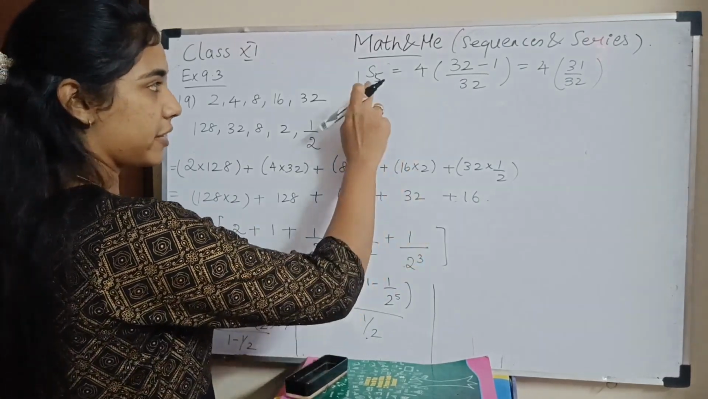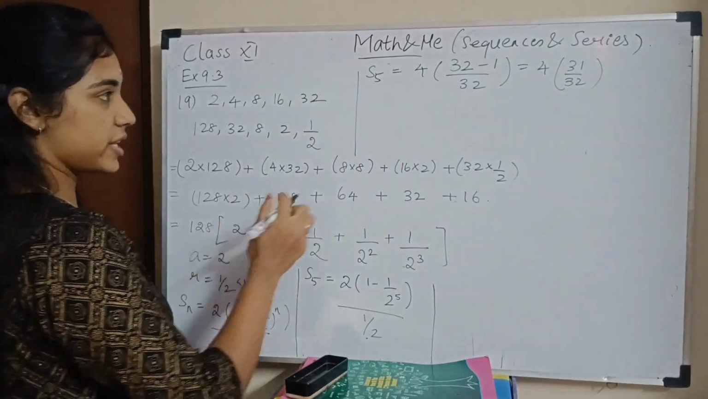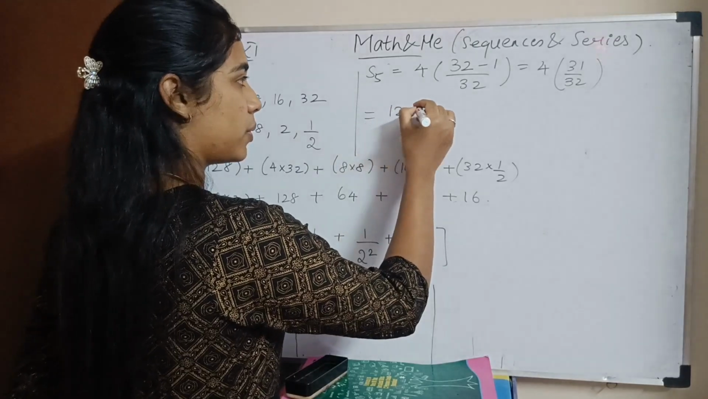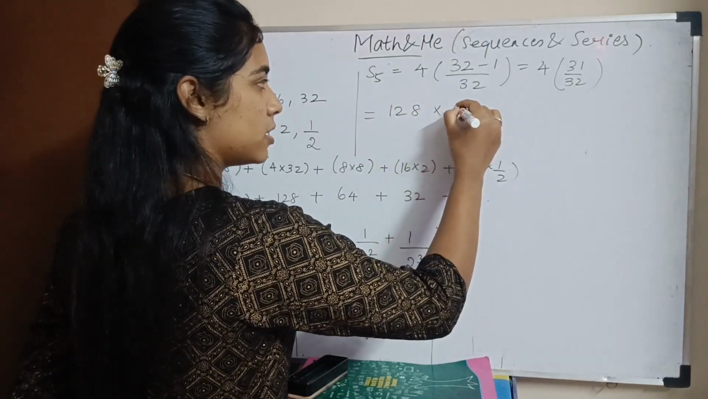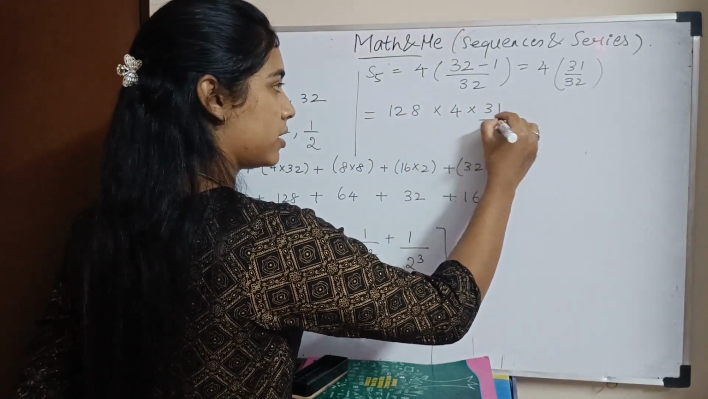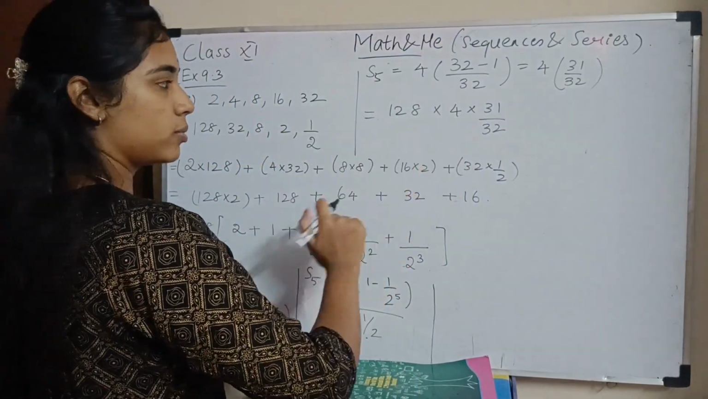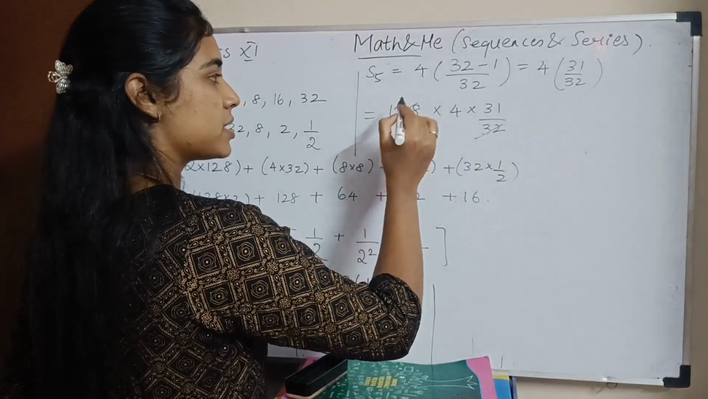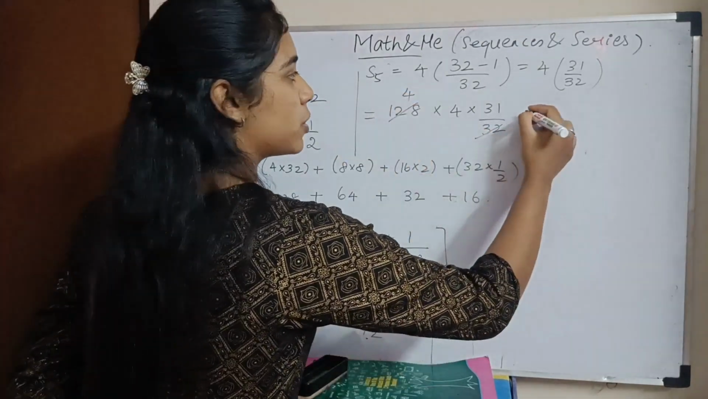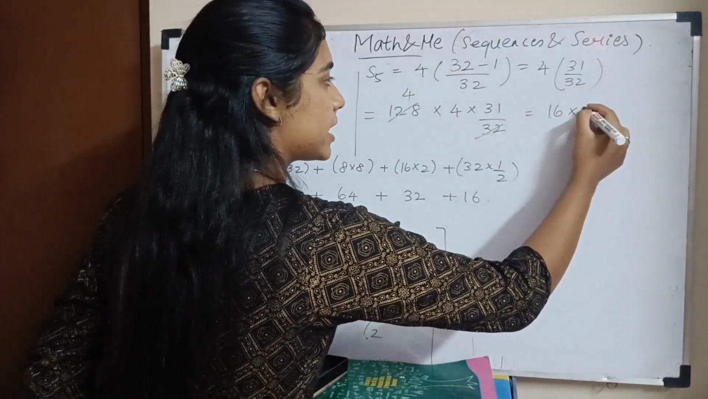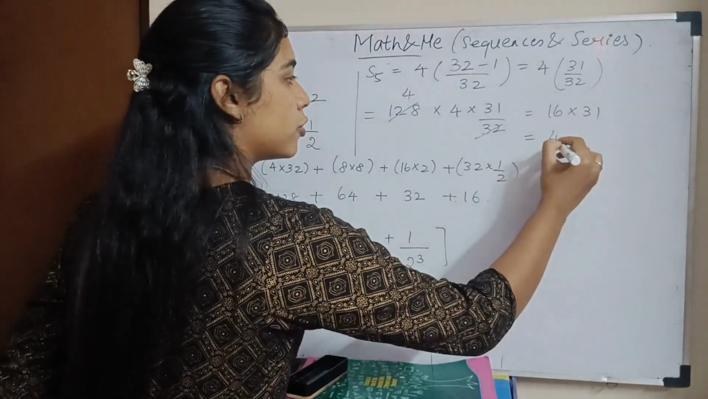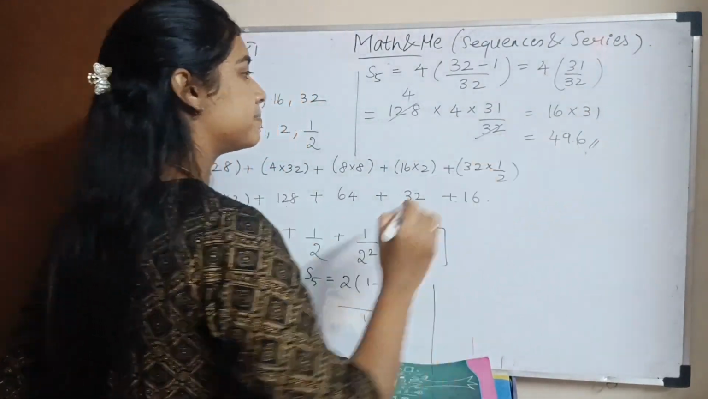1, 2, 3, 4, 5. 5 terms. So, you have a 128 outside. So, what's my final answer? 128 times 4 times 31 divided by 32. So, 32 goes 1 time, 32 goes 4 times. So, what do I have in total? 16 times 31, 496. Okay.